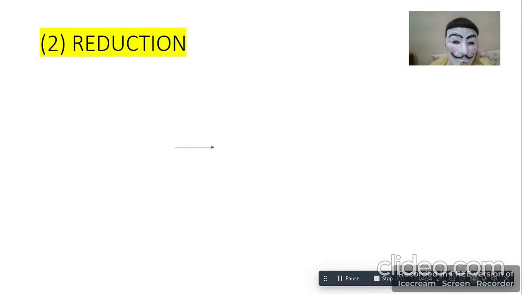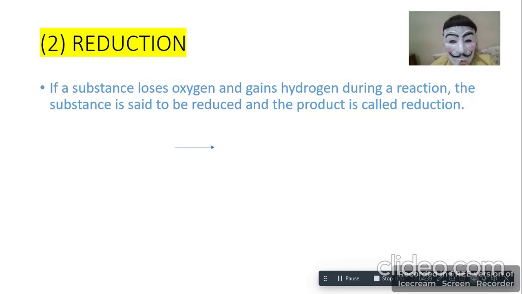Next, let's get to our next topic, which is reduction. In reduction, a substance loses oxygen and gains hydrogen. In oxidation, what we saw was that oxygen was gained and hydrogen was released. Here in reduction, oxygen is lost and hydrogen is gained during a reaction. Then the substance is said to be reduced, and the process is called reduction. So let's read it again. If a substance loses oxygen, wait, let me show you a simple bullet point for this, which is usually used.